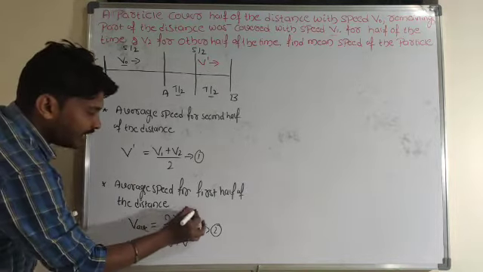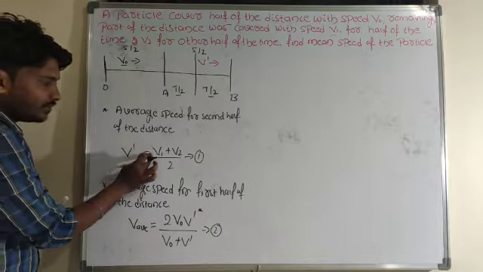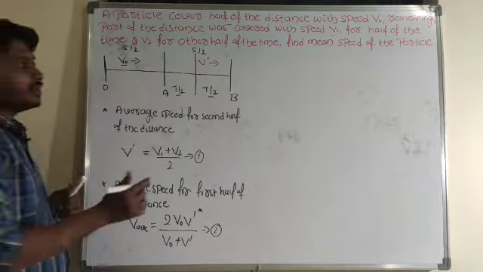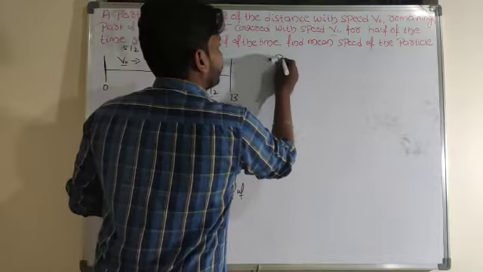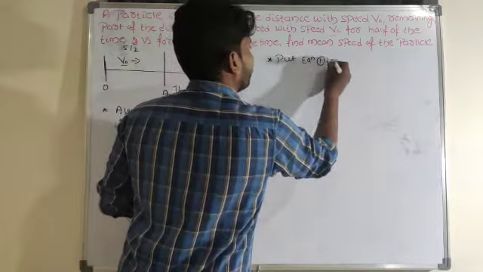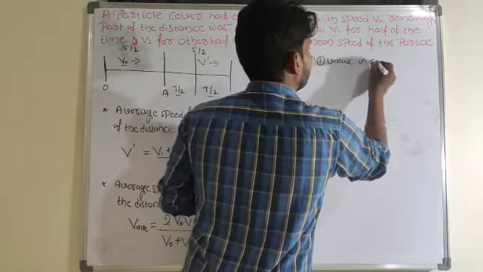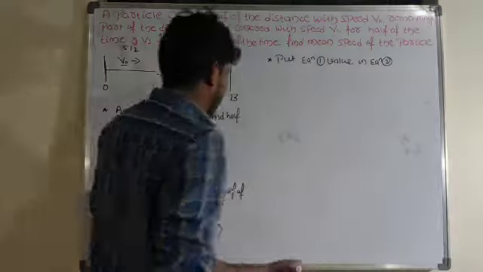So wherever V dash is there in equation 2, I will take V1 plus V2 divided by 2. So I will substitute, put equation 1 value in equation 2.